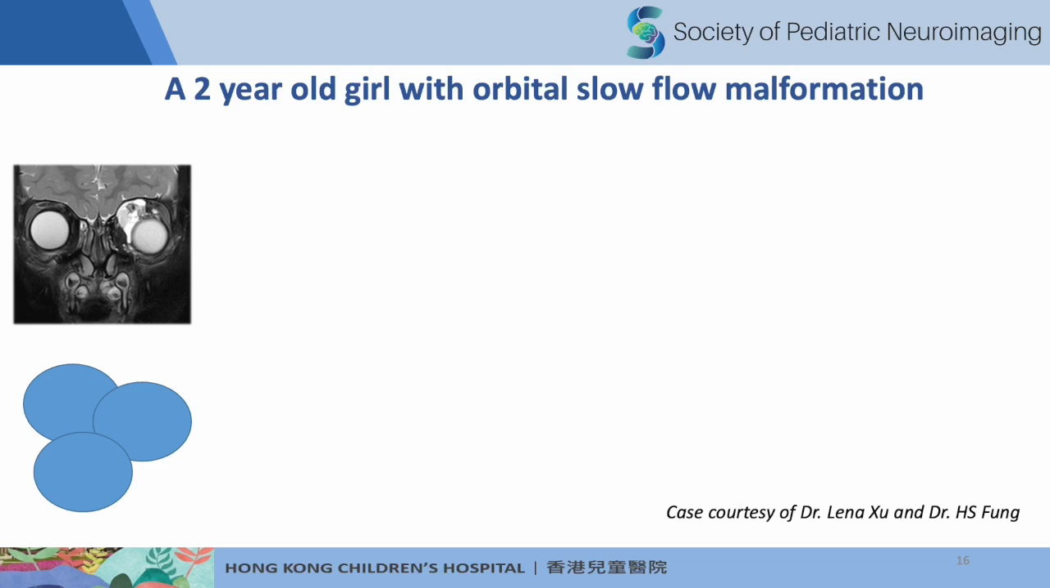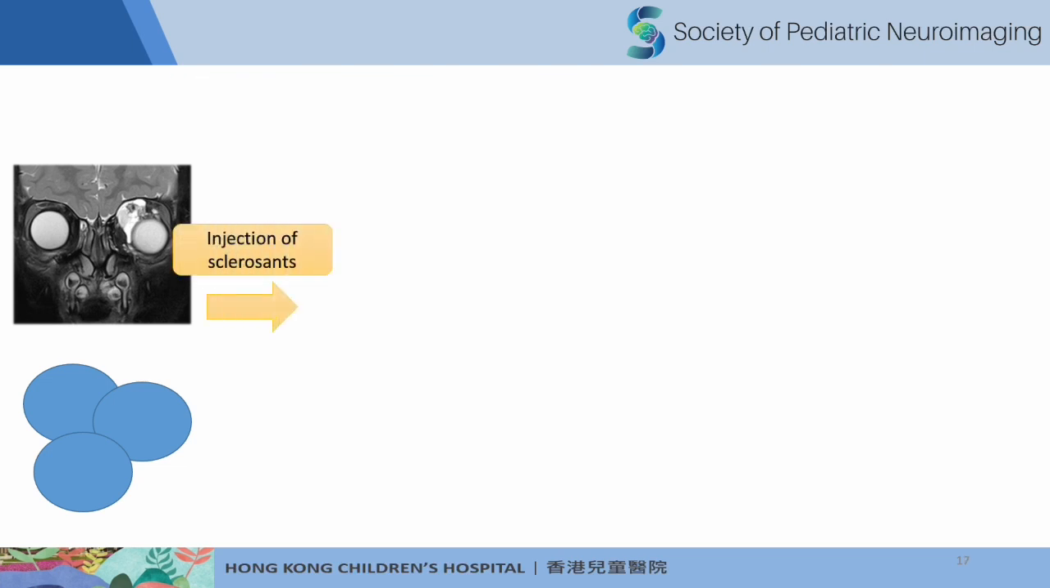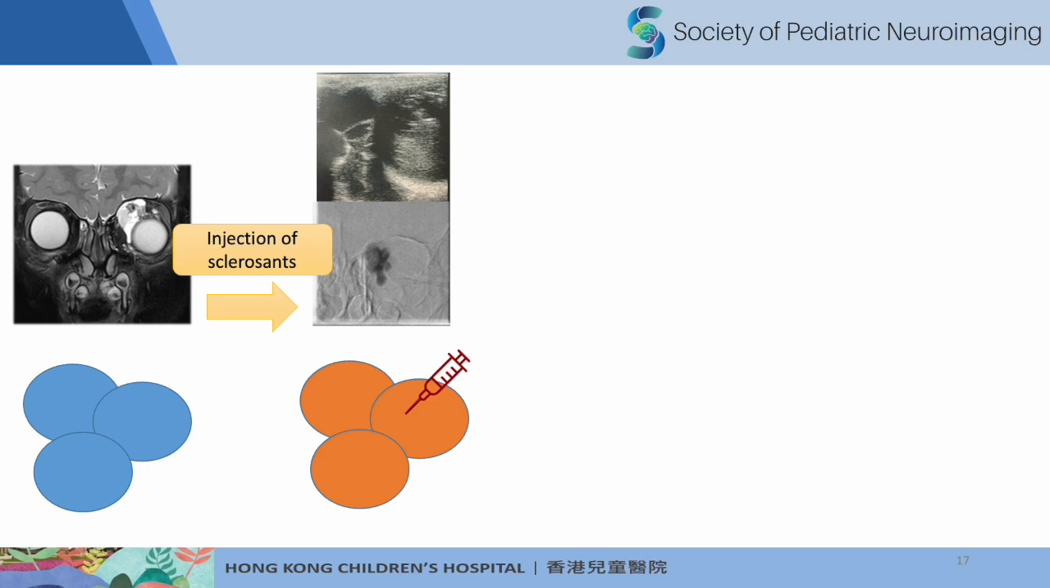So I'll just show you an example of a 2-year-old girl with an orbital slow flow malformation. You can appreciate from the MR that it's causing proptosis of the eye and very close to the optic nerve as well. So when we inject sclerosant, in this case we injected bleomycin, the lesion will be filled with sclerosant, and usually we do it under image guidance. In this case, we use ultrasound to target our needle going to the lesion, and then we injected sclerosant diluted with contrast to show us where it's going.